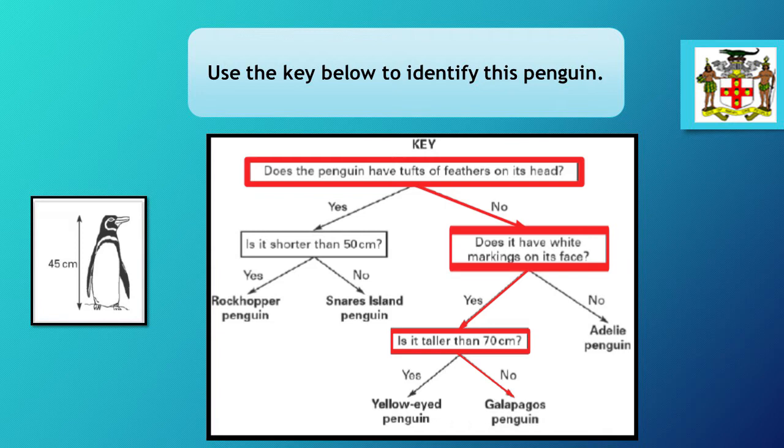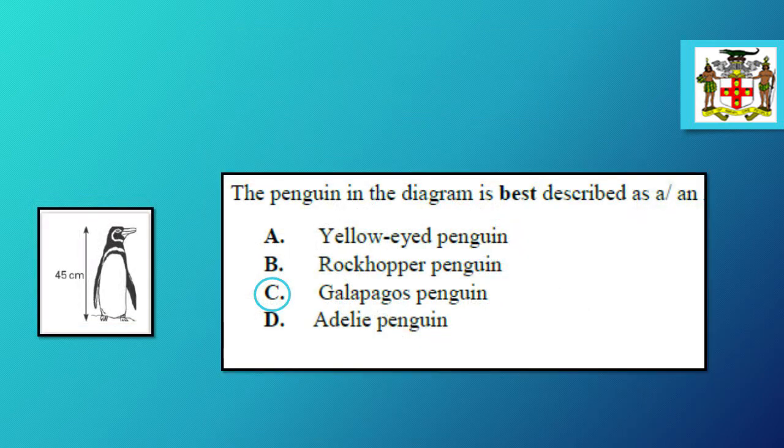Therefore, which penguin is it? What type of penguin is it? Let us see your answer. Is it yellow-eyed penguin? Was it a rockhopper penguin? What about the Galapagos penguin or the Adelie penguin? Based on the diagram, the answer would definitely be C.